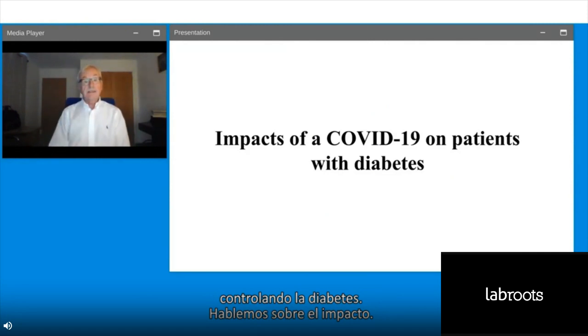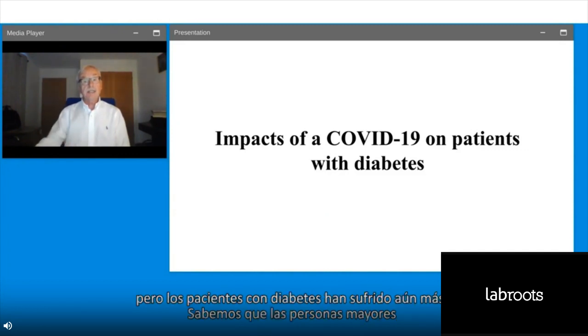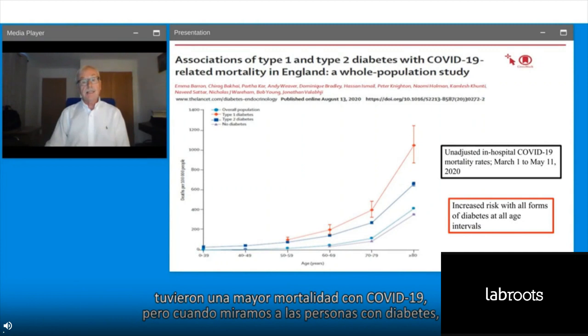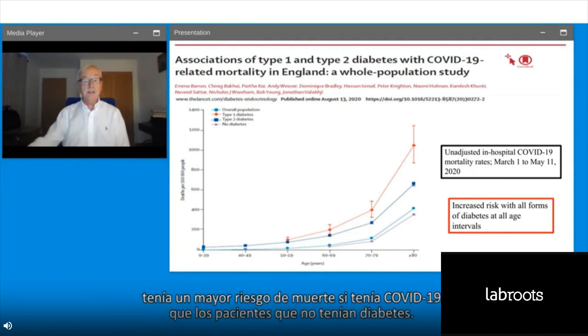Talk about impact. Well, we have all suffered from COVID-19 over the last 18 months, but patients with diabetes have suffered even more. We know that older people had an increased mortality with COVID-19. But when we look at people with diabetes, we can see that at every age range, if you were diabetic, no matter what kind of diabetes you had, you had an increased risk of death if you had COVID-19 than patients who didn't have diabetes.